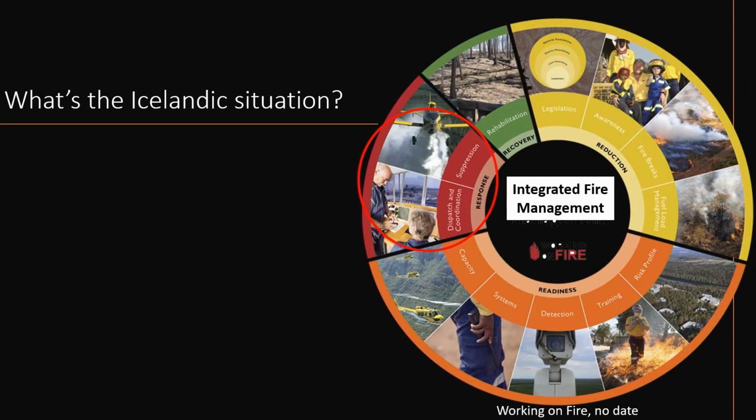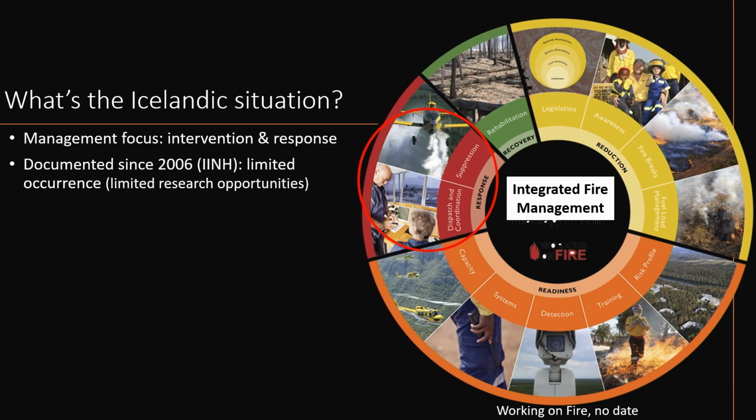As we see on the right here, this is a diagram that represents integrated fire management. And there are many different factors that we can take into consideration, such as readiness, which we talked about before, fuel reduction, response, and how is the recovery in the landscape. In Iceland, the management is mainly focused on intervention and response. This means planning to actually suppress the fire in its tracks.